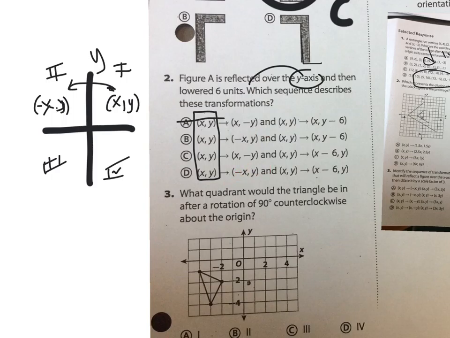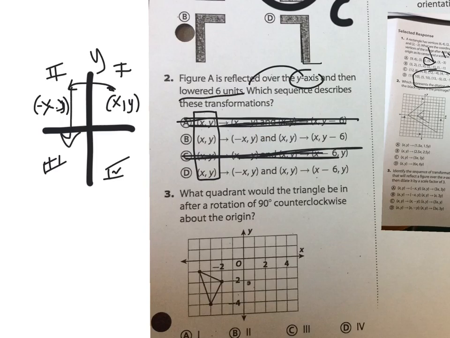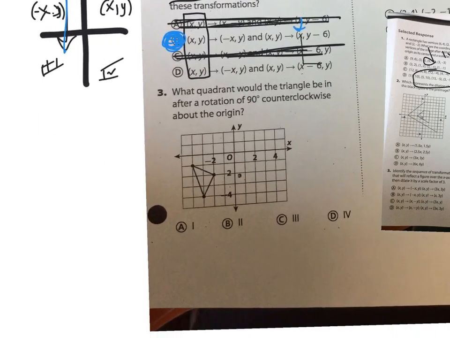So in doing that, we can get rid of A and we can get rid of C because our x needs to be negative. Then it says we're going to be lowered 6 units. So then we're going to take this and go down 6 units. That means there's a change in the y because we're changing in the height. So if it's a change in the y, the correct answer has to be B, because the x stays the same. We're not going left and right when we translate down, we're just moving down.